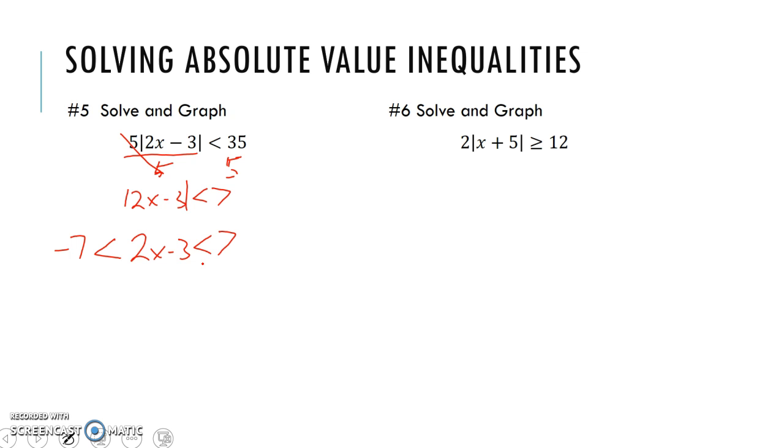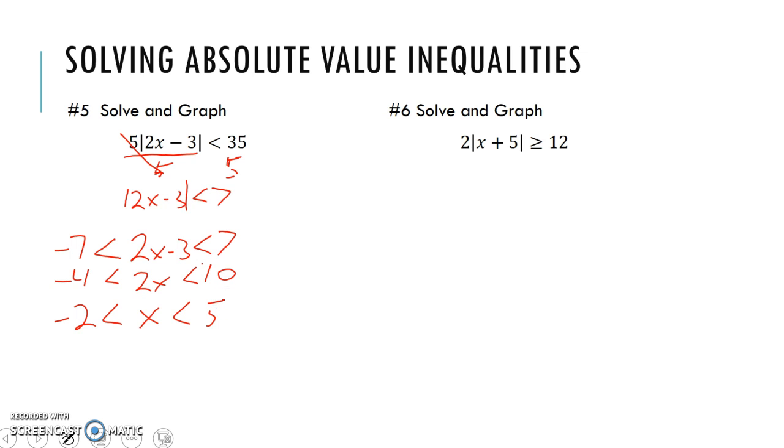If I add 3 to both sides, this is going to be negative 4. I'm going to have 2x over here. If I add 3 here, this is going to be 10. And if I divide everything by 2, I'd have negative 2 is less than x, which is less than 5.